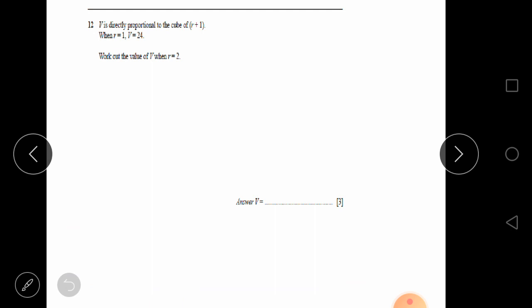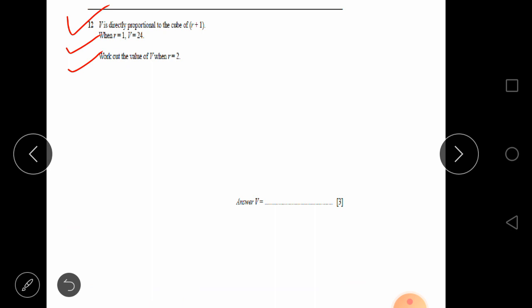Let's see. Here, v is directly proportional to the cube of r plus 1. When r equals 1, v equals 24. Work out the value of v when r equals 2. Here we divide the question into three items. First of all, they give us the general information, and then they specify a certain value, and then they ask me a certain question.